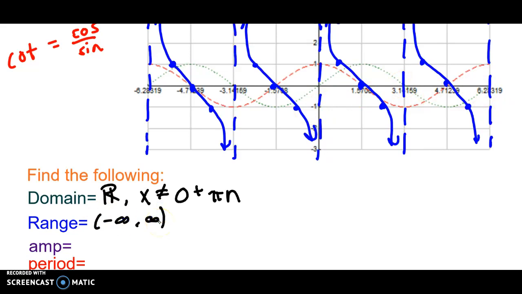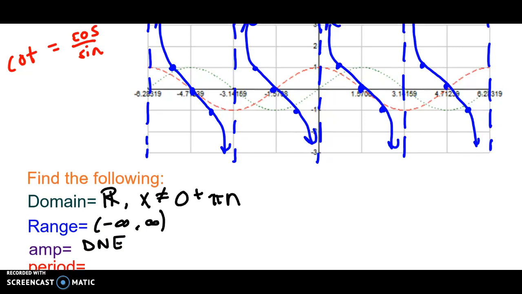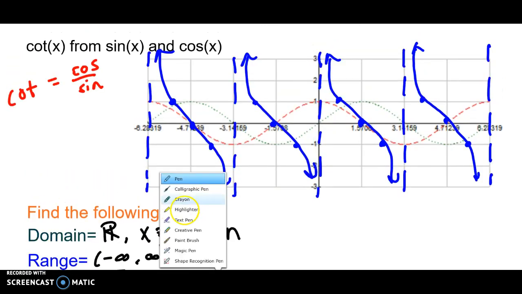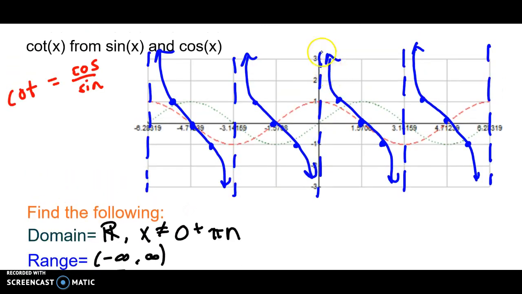If amplitude is half of the range, then we can't have that in this case. And again, for the period, a period is a full cycle. I'll use my highlighter once again. Here is a full cycle. So what's the period? It's from 0 to pi. So pi.